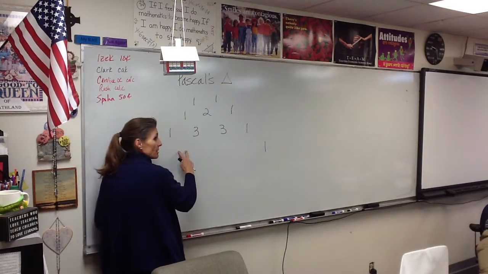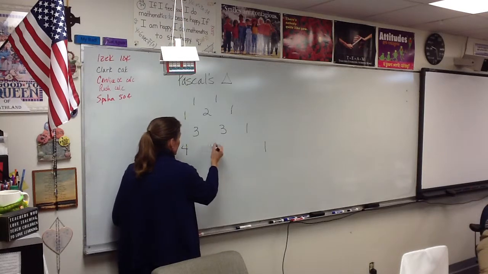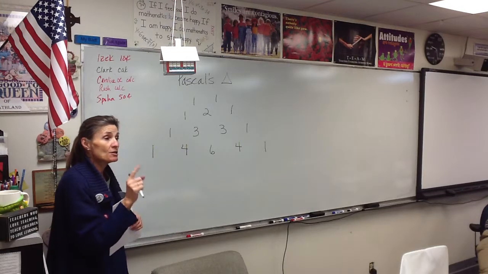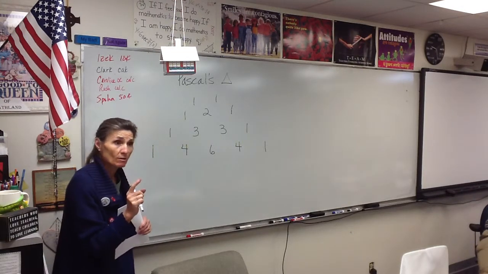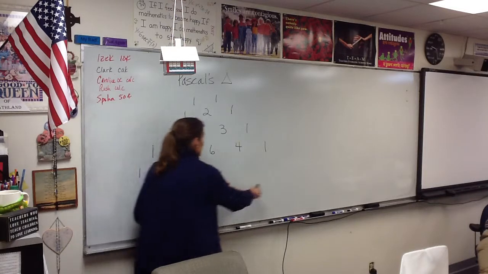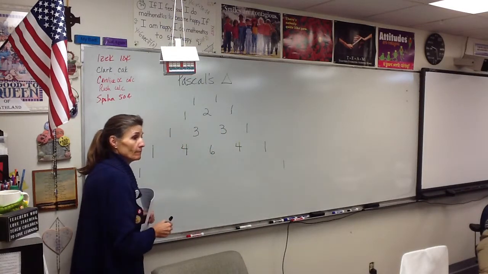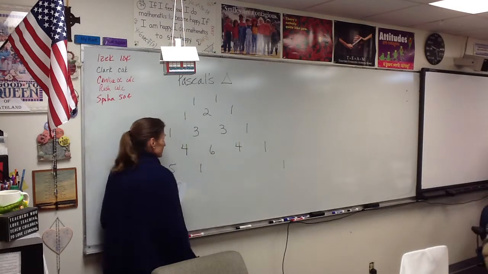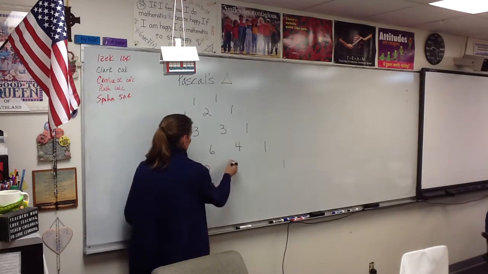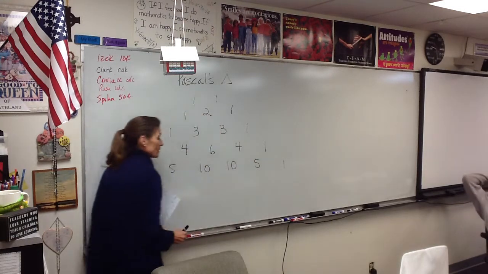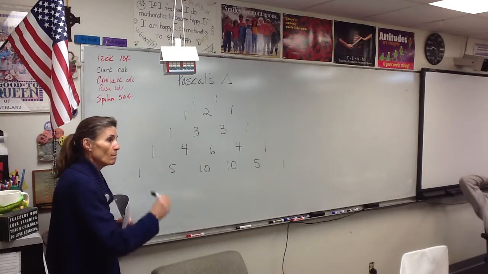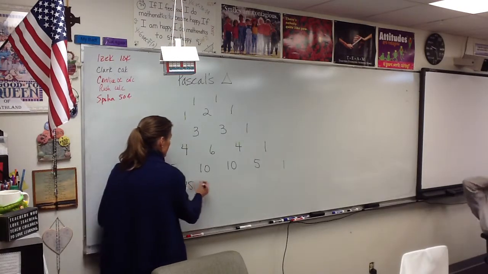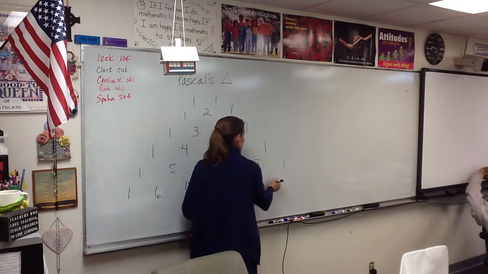What will this next one be? 1, 4, 6, 4, 1. Now you've got to be organized and you've got to be neat or you're going to be adding the wrong things. We start and end with a 1. So what would go here? 5, 10, 10, 5. Oh, I get it now. And we'll do one more row. What's the sixth row? 1, 6, 15, 20, 15, 6, 1.